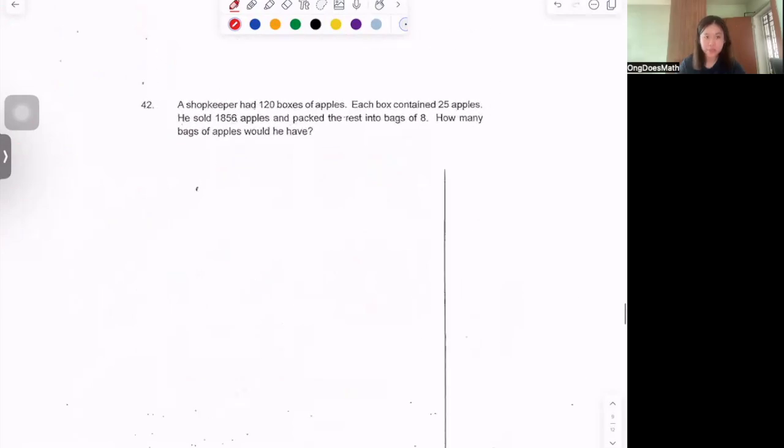Next, a shopkeeper had 120 boxes of apples. Each box contained 25 apples. He then sold 1856 apples, then repacked it into bags of 8. How many bags of apples would he have? So let's find out how many apples are there in total first. So if there are 120 boxes and each box contains 25 apples, in total, there will be 120 times 25 apples. So there will be 3,000 apples.